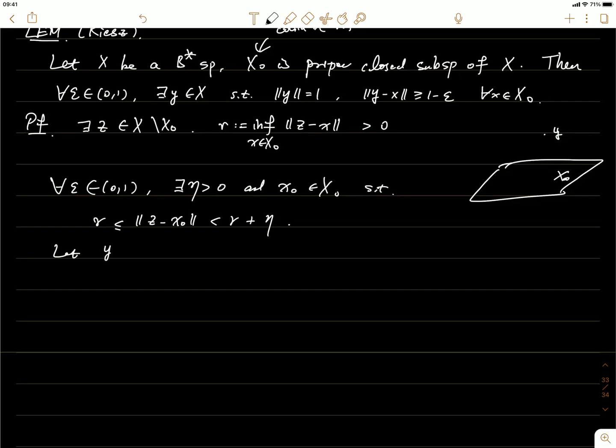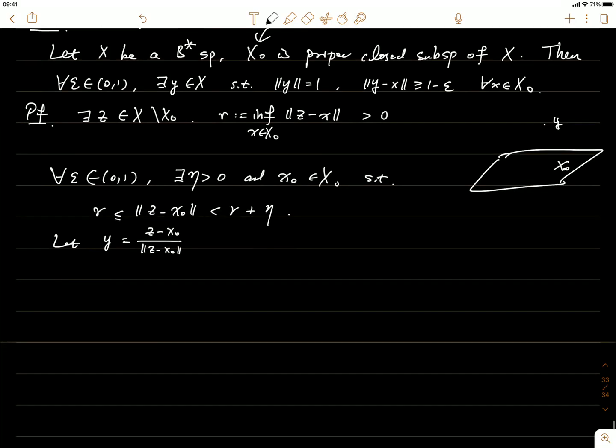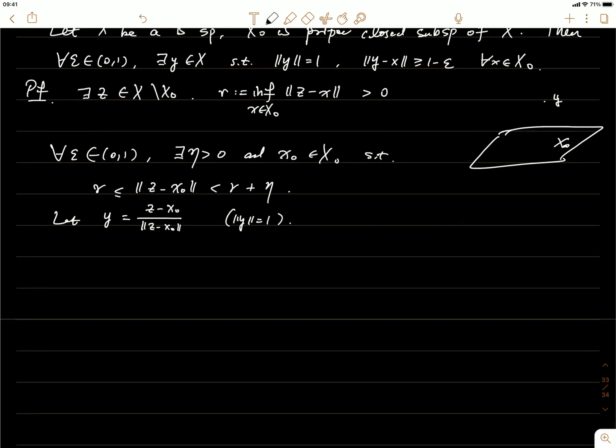I'd like my y to be z minus x naught divided by the norm of z minus x naught. So apparently the norm of y is equal to 1. And I'm going to show that the distance between y and any point x from the space x naught is greater than or equal to 1 minus epsilon. In this case, I will tell you how small I need this eta to be. So now let's say y minus x.